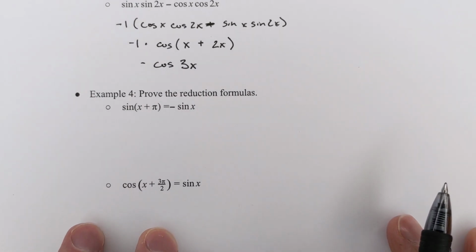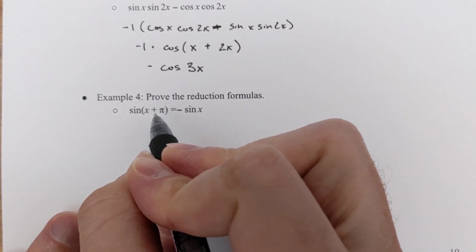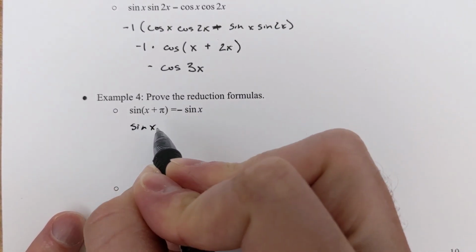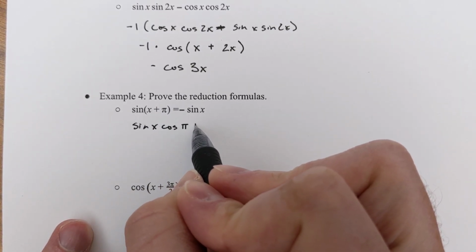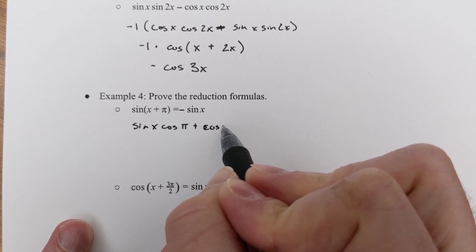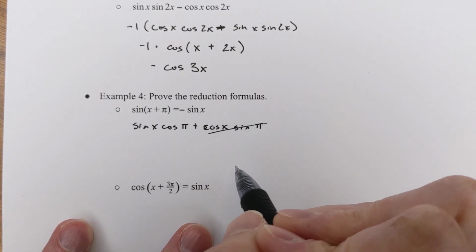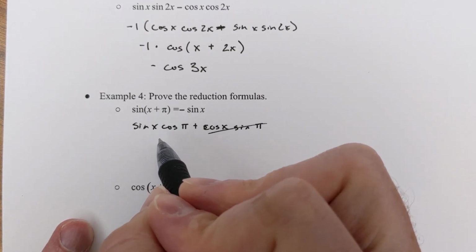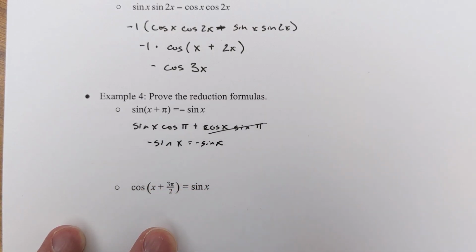Alrighty, example 4. Prove the reduction formulas. Okay, so we've got to use our sum and difference formulas. So sine of a sum is sine of the first, cosine of the second, and then the same thing, cosine of the first, sine of the second. Now the sine of pi is 0, so that all goes away. The cosine of pi is -1, so this gives us negative sine x equals negative sine x.